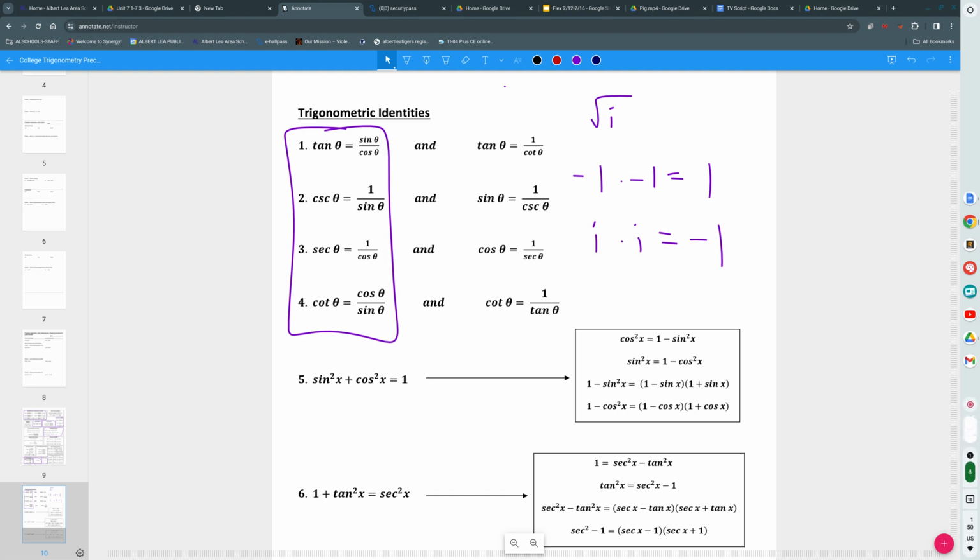Tangent can be written as sine over cosine. Cosecant is 1 over sine. Secant is 1 over cosine. And cotangent is cosine over sine. See how sine and cosine are kind of like the things that just bring everything together? So it helps if we rewrite things using a sine and a cosine.